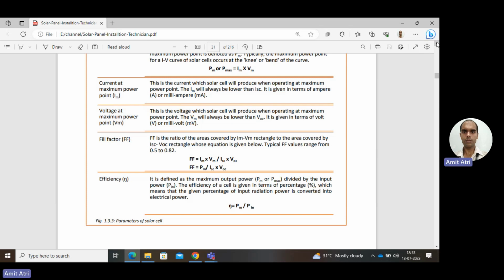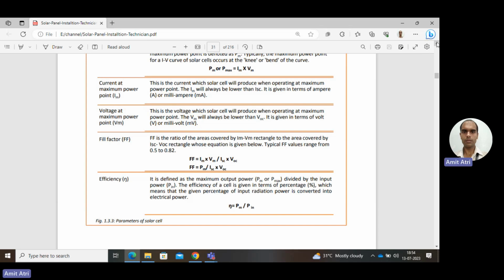So what is fill factor? It is the ratio of the area covered by the Im Vm rectangle, meaning the first inner one, to the area covered by the Isc Voc rectangle, meaning short circuit current and open circuit voltage. That was the outer rectangle. What does that give? The numerator Vm into Im is less, so the value of fill factor is less than 1.